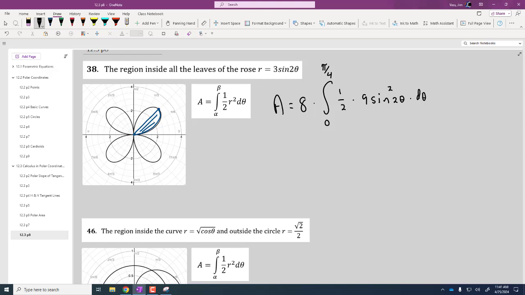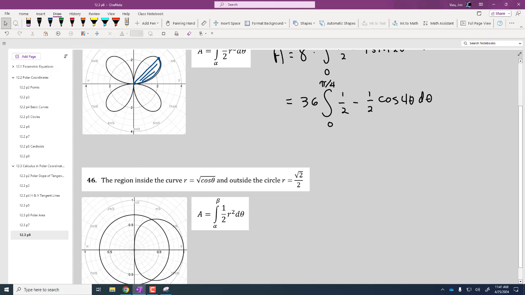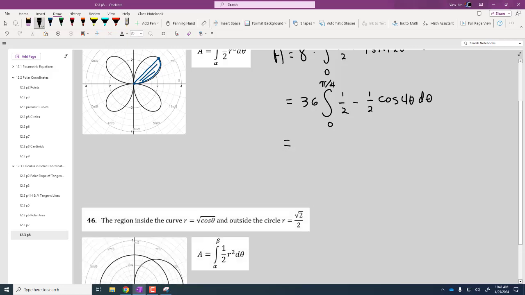So all the constants come to the front. We get 36 out in front, 0 to pi over 4. What do we do with the sine squared? Power reduce. So we get 1/2 minus 1/2 cosine of 4 theta. We have to double the theta every time we reduce the power. Let's factor out the half and integrate. So if we factor out the half, out in front we're going to have 18.